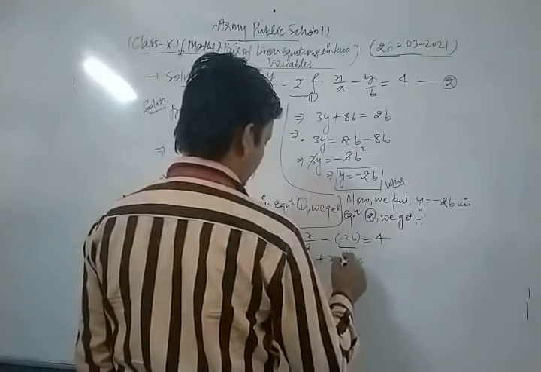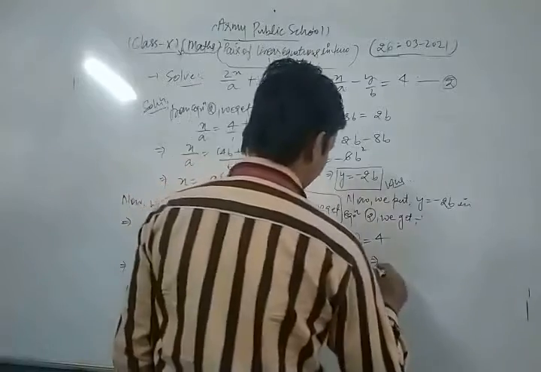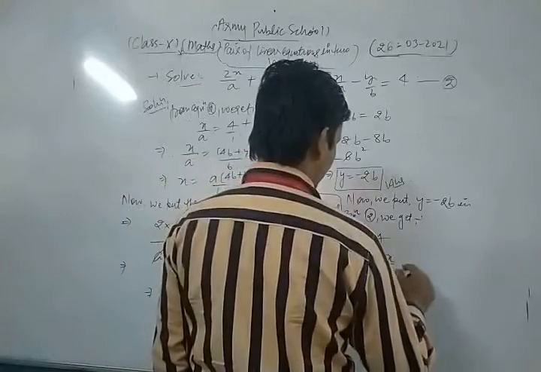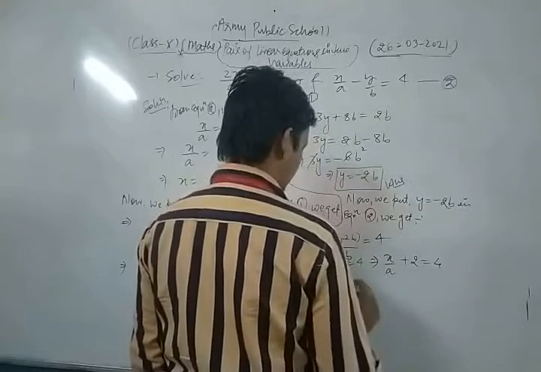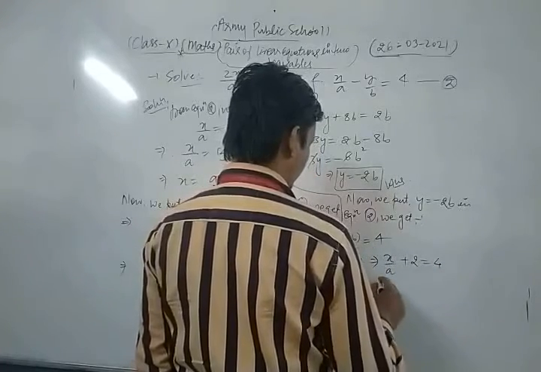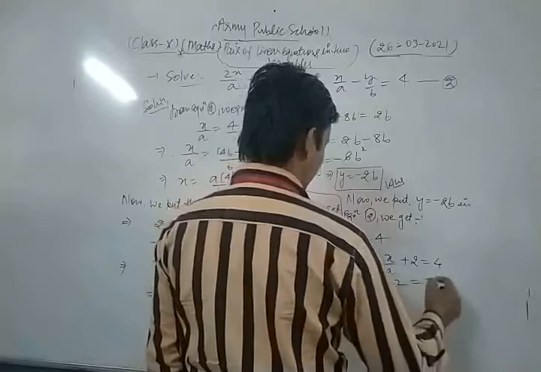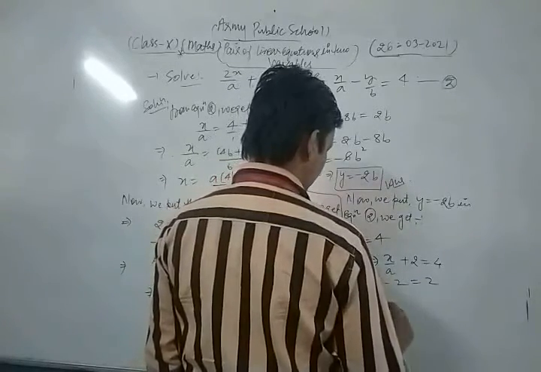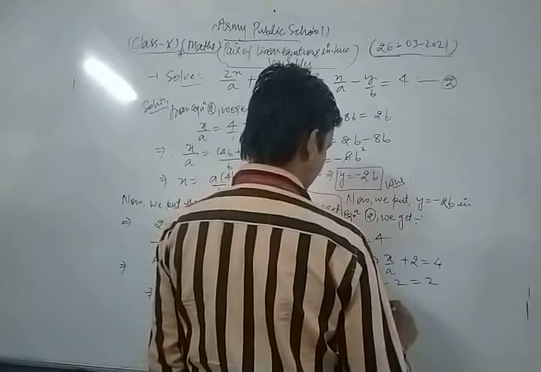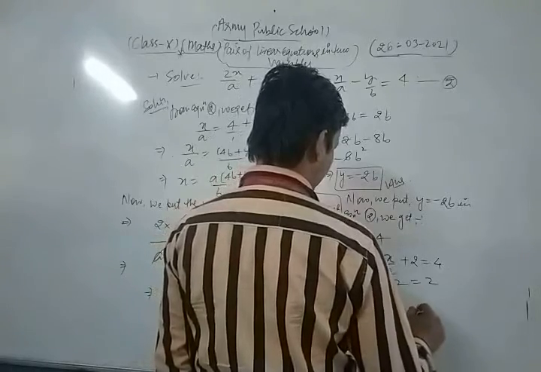Okay, now b cancel to each other, so we get x upon a plus 2 is equal to 4. Thus x upon a is equal to 4 minus 2, that is 2. So the value of x is equal to a into 2, that is 2a. This is the another answer.